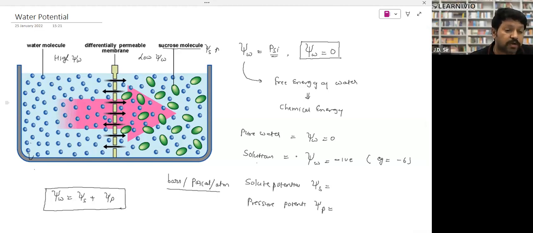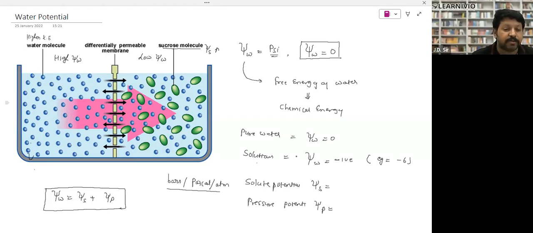Water molecules have high kinetic energy, right? So we will call it high water potential. The symbol of water potential is psi W. Here the water molecule has higher kinetic energy, which means higher chemical energy, right? It means high water potential.